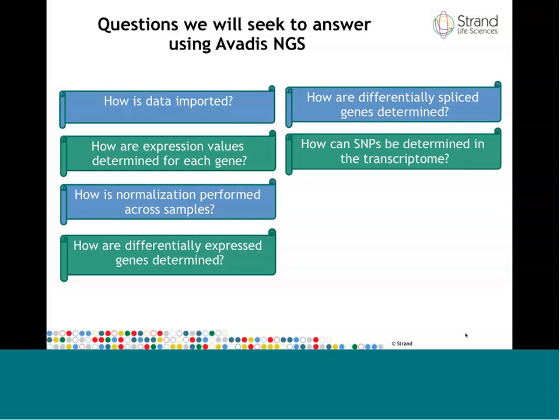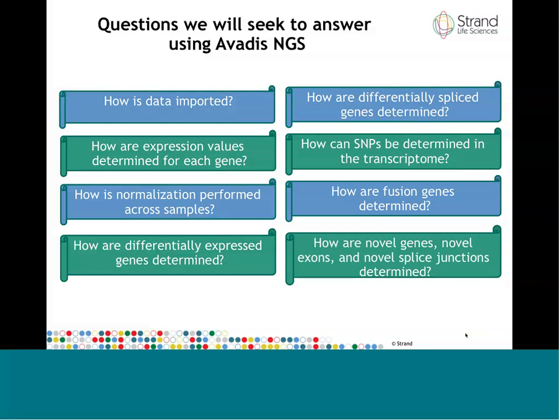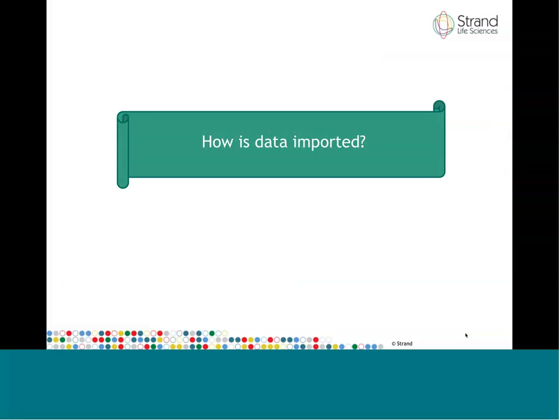You can also look at variations. So how can you determine SNPs that are reflected in the transcriptome? And how can you determine fusion genes, so transcription products that are obtained from the combination of multiple genes? And finally, how do you determine new phenomena, like discover new genes, new exons, new splice junctions? So this is the list of questions that we will address over the rest of this presentation. So to get started, the first question is, how is data imported in?